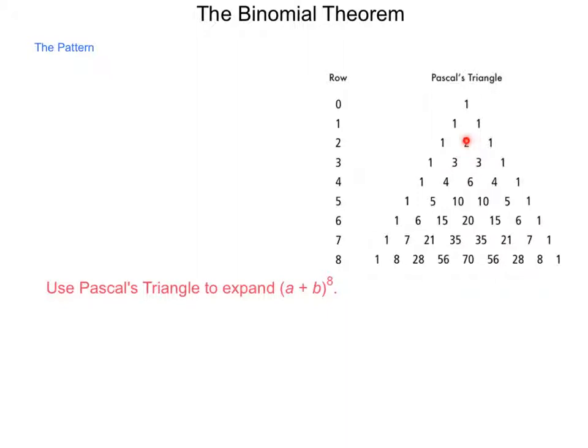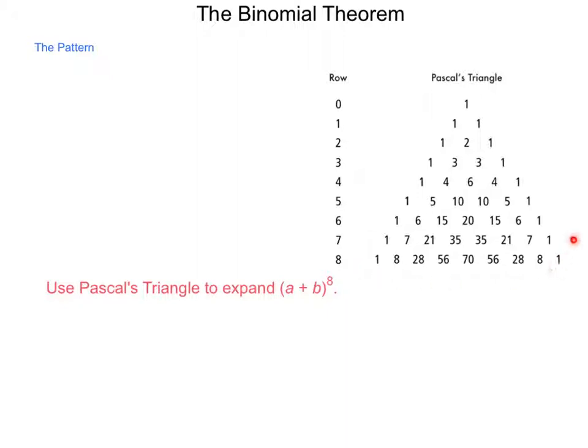So this 2 is the combination of 1 and 1 being added together. This 4 is 1 plus 3. This 15 is 5 plus 10. 56 here is 21 plus 35. So what happens when we expand any binomial is we receive a series of like terms that follow through this pattern.